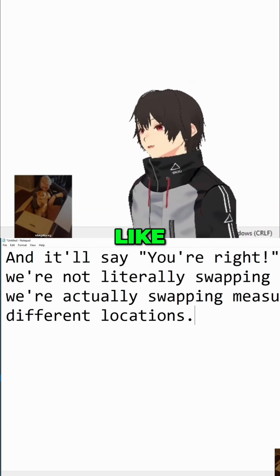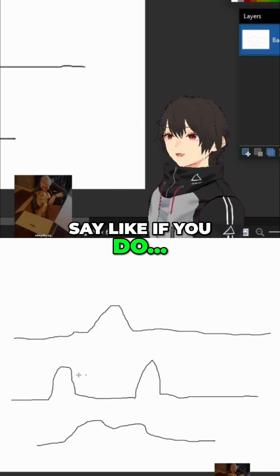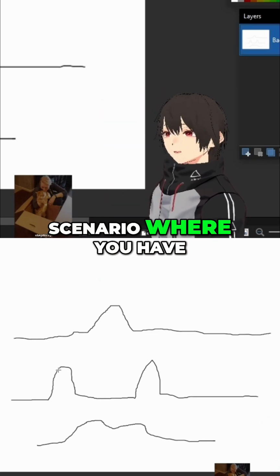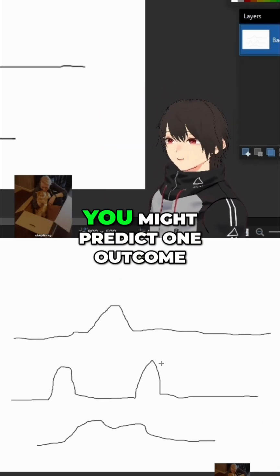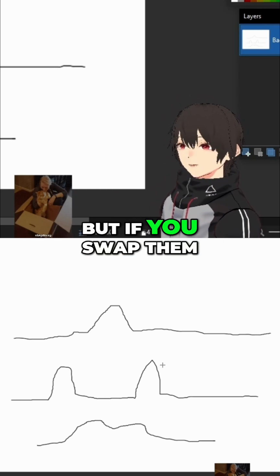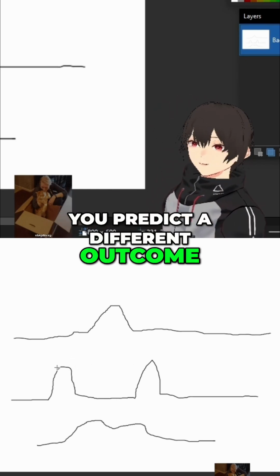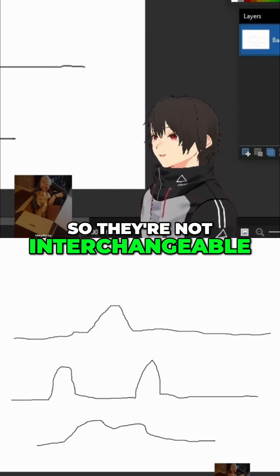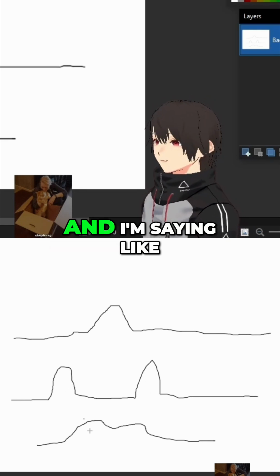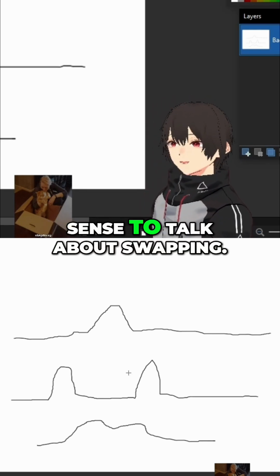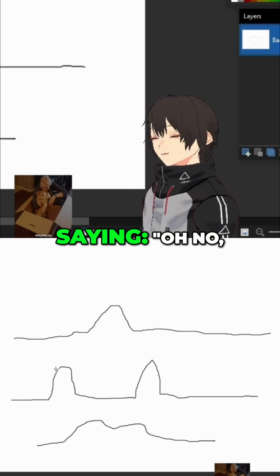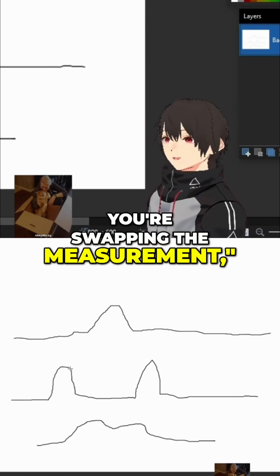So I think it's trying to say that if you have a scenario where you have a particle here and a particle here, you might predict one outcome. But if you swap them, you predict a different outcome. So they're not interchangeable like that. They're not commutative. And I'm saying it doesn't always make sense to talk about swapping. So then now it's saying, oh no, you're not swapping the particles, you're swapping the measurement, right?